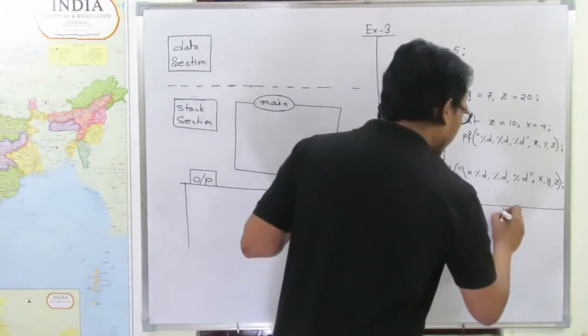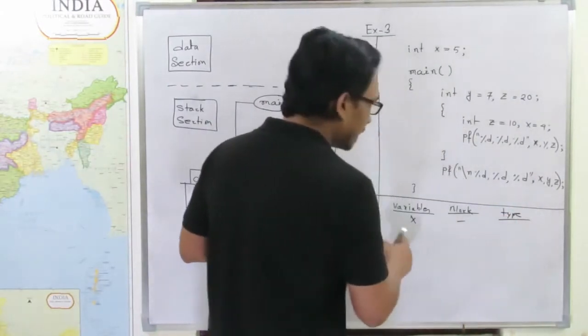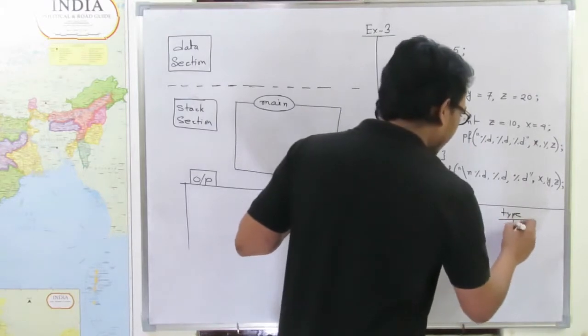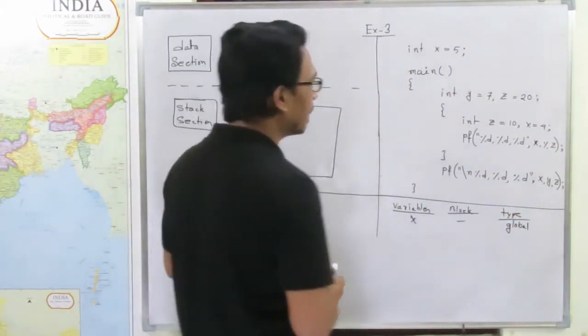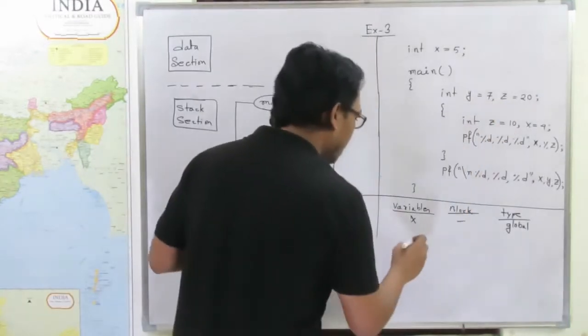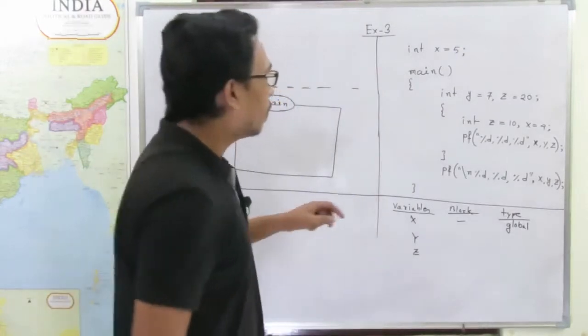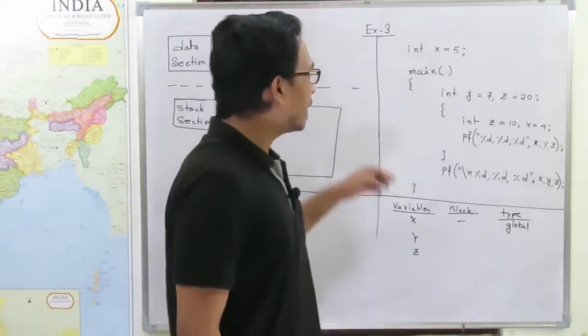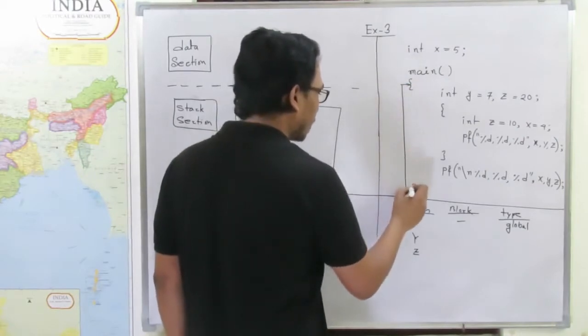And the type of this x is a global variable. Now coming to the next variables, that is y and z. Look, both of these two variables are declared inside the main block. This is our main block.